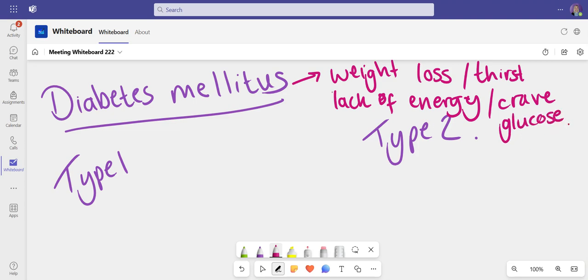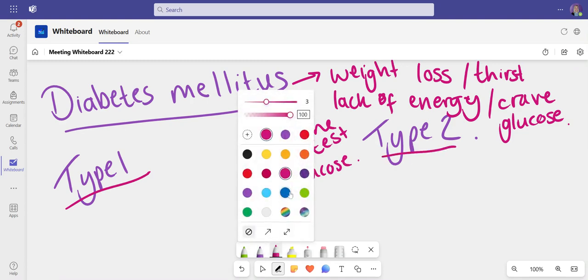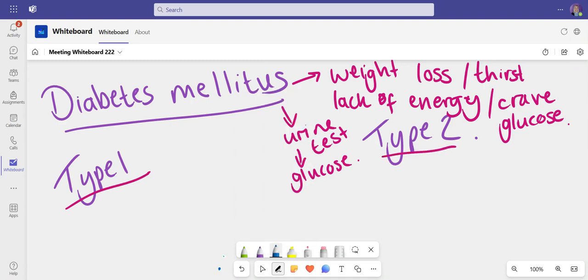Okay, and if they did a urine test, they would find lots of glucose in the urine. So if you went to the doctors and said, I think I might have diabetes, these are my symptoms, the first thing they'd do is a urine test, and they'd find glucose in the urine that shouldn't be there. You should be absorbing extra glucose into your cells and storing it as glycogen. You shouldn't be excreting extra glucose in your urine.